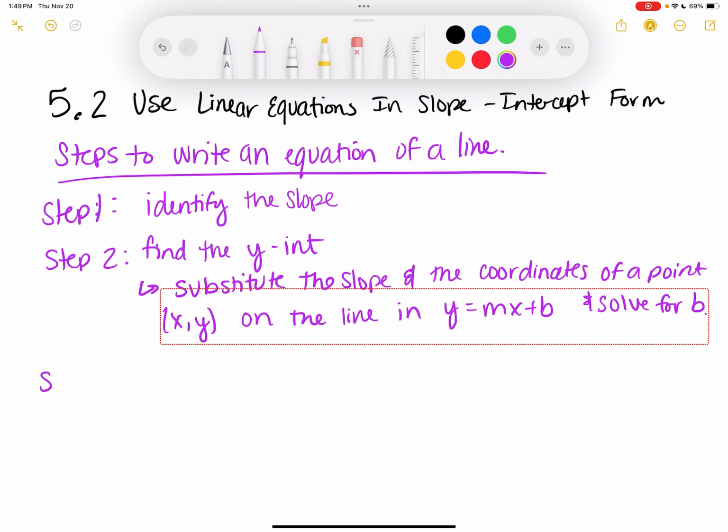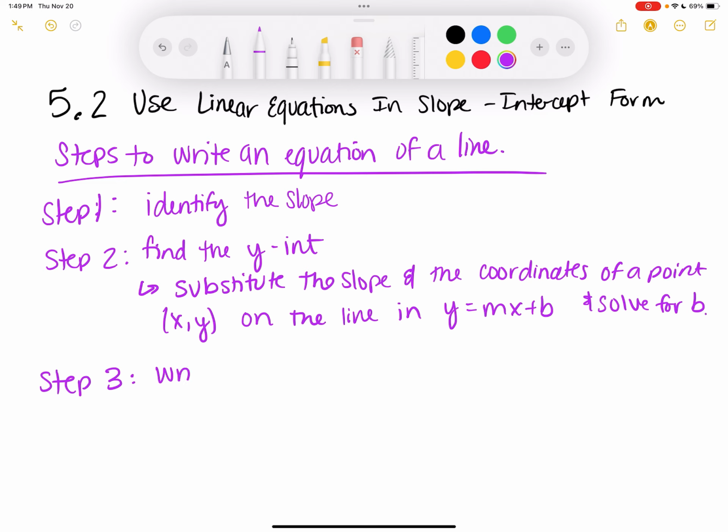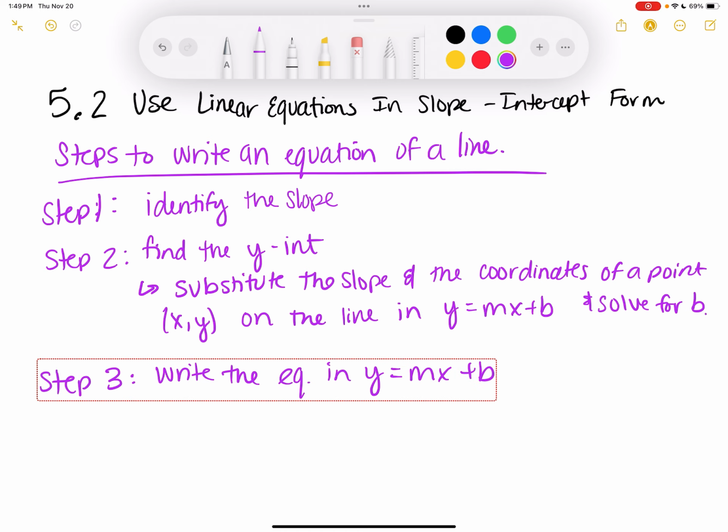And then step 3, write the equation in y equals mx plus b. So take the slope and the intercept that you found or that you solved for, if it wasn't given to you, and just plug it into the equation like that. So not really a huge difference from yesterday other than you might have to solve for b instead of it just being given to you.